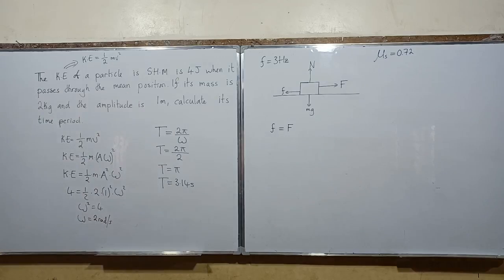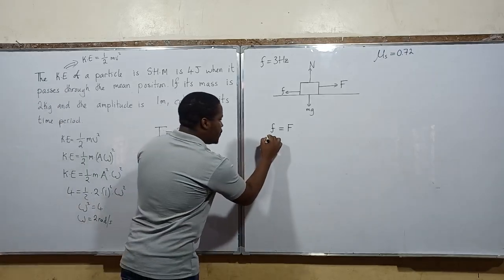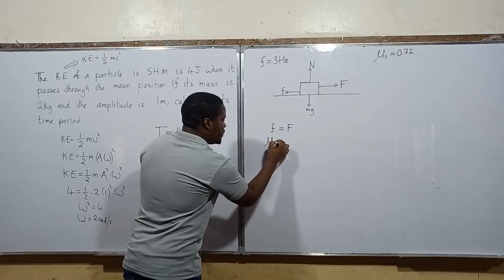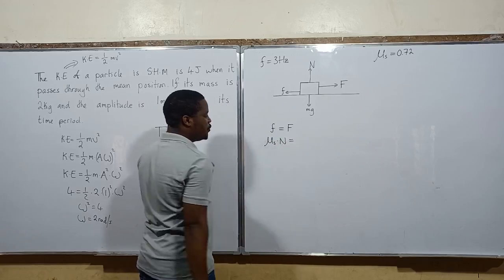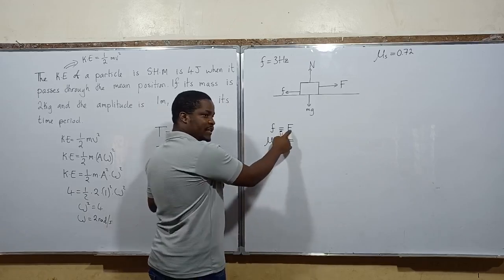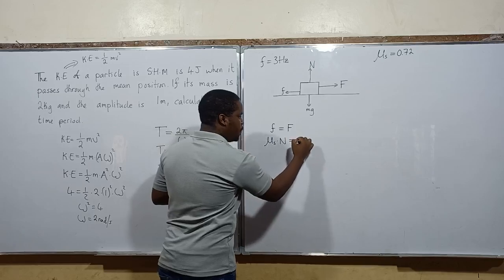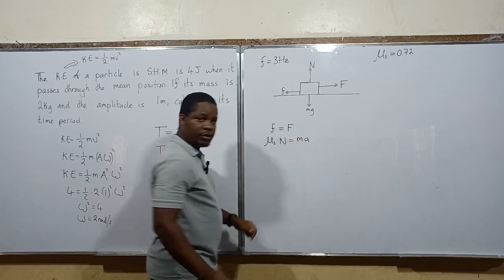What's the formula for friction force? Mu times normal force, where mu is the coefficient of static friction, right? So friction force is mu static times normal force, which is equal to, by Newton's second law of motion, force is a product of mass and acceleration.